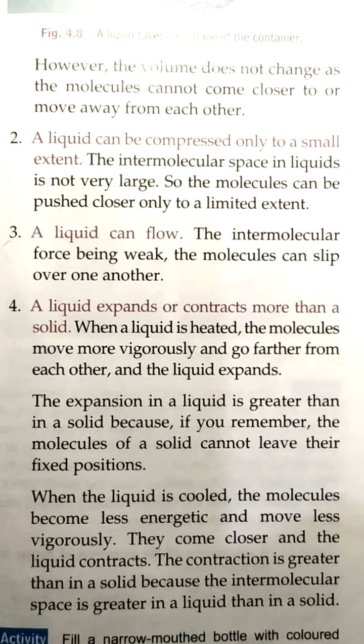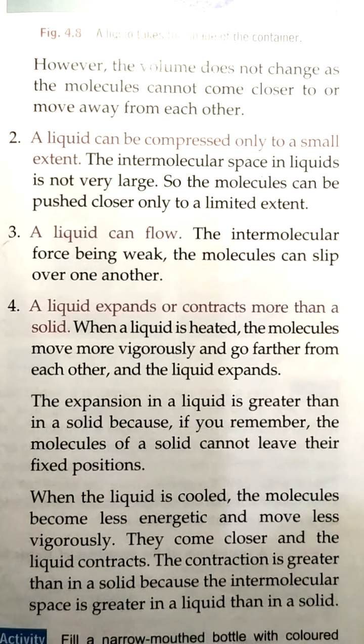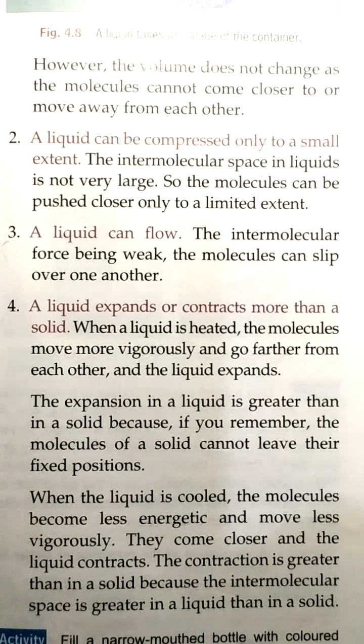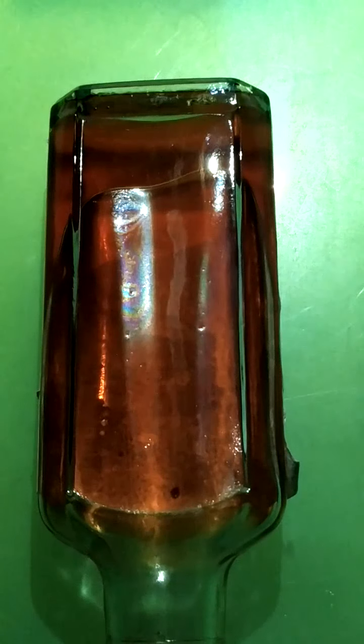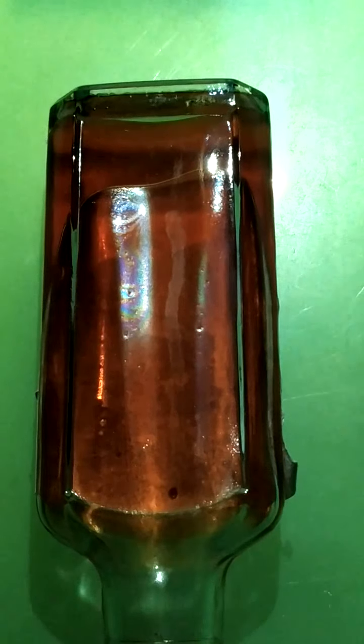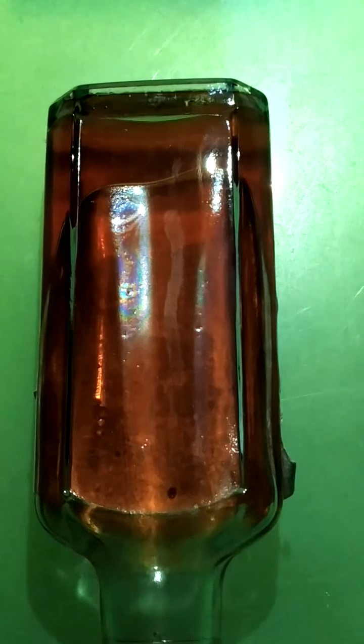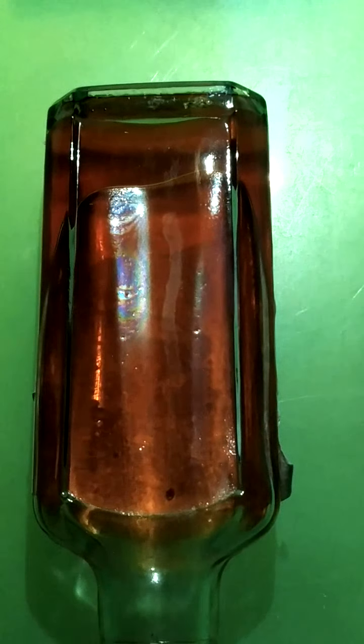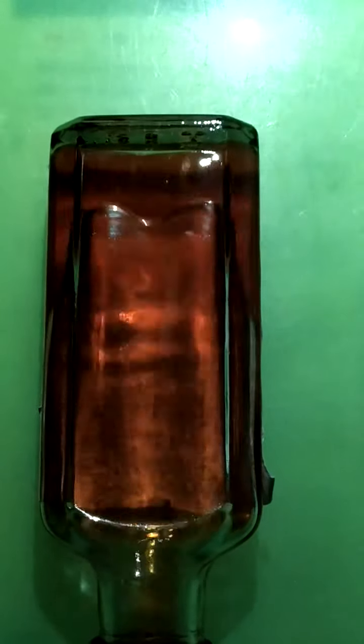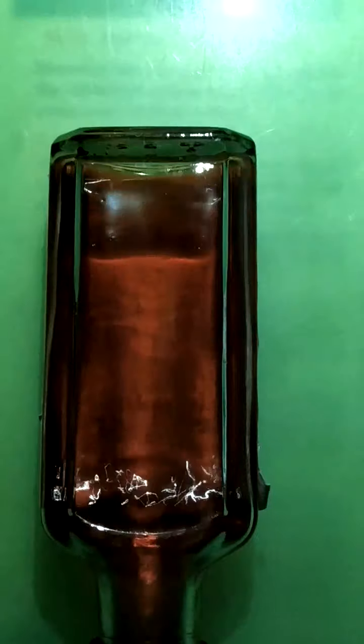Next point, a liquid can flow. The intermolecular force being weak, the molecules can slip over one another. So let's see. Now look here. A colored liquid I have taken, and this colored liquid has the ability to flow. You can see the movement. It can flow. Now I am pouring water into it. You can see the flow of water. So here the liquid can flow.